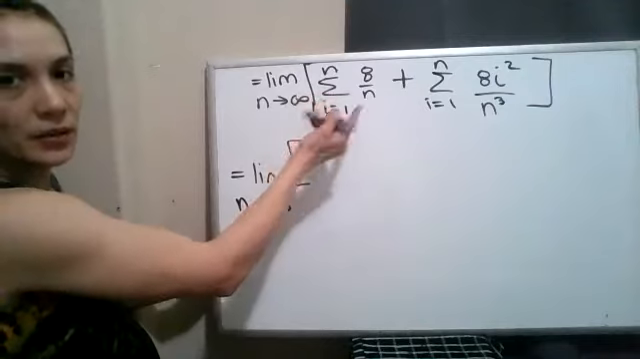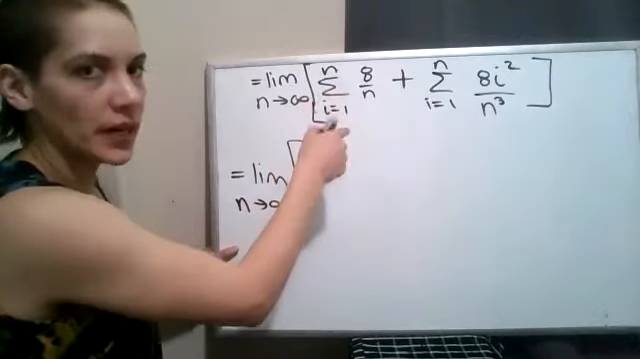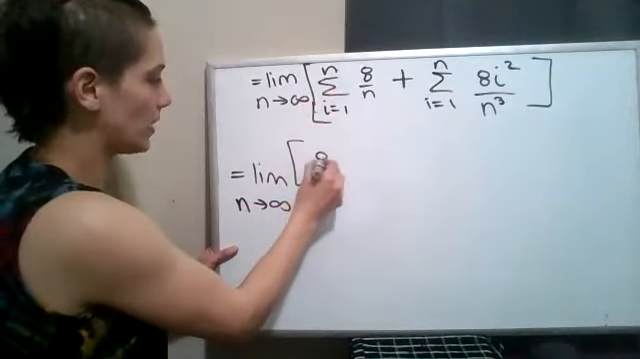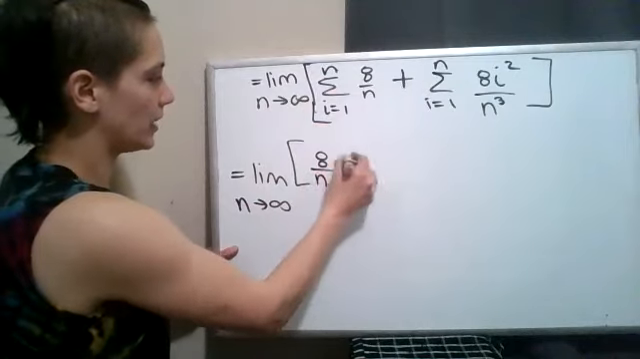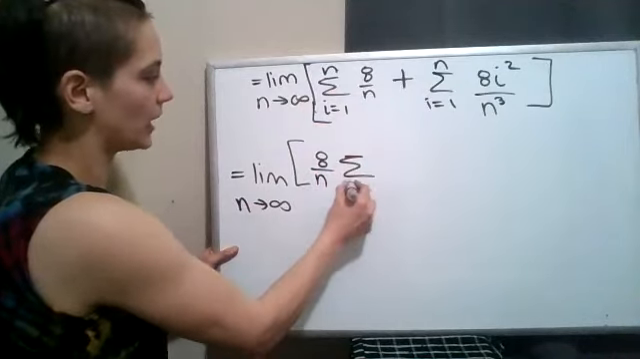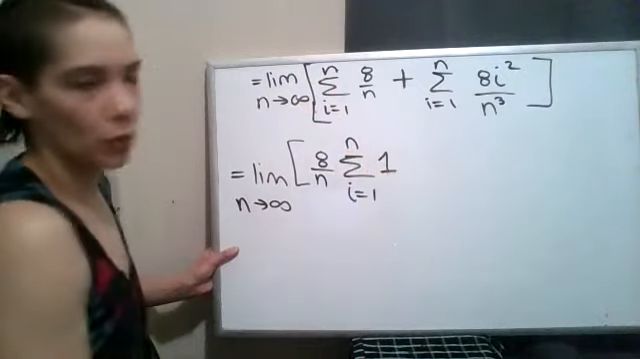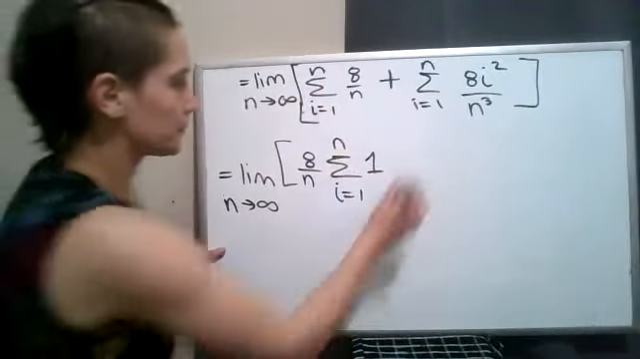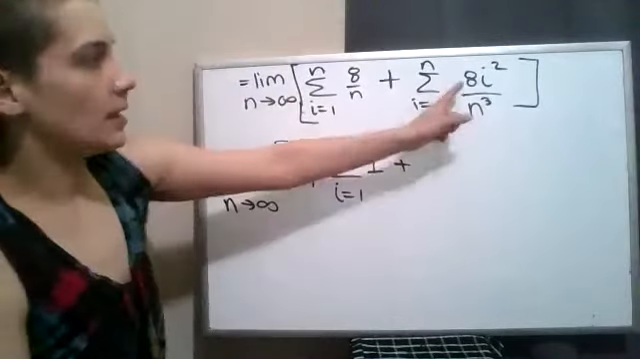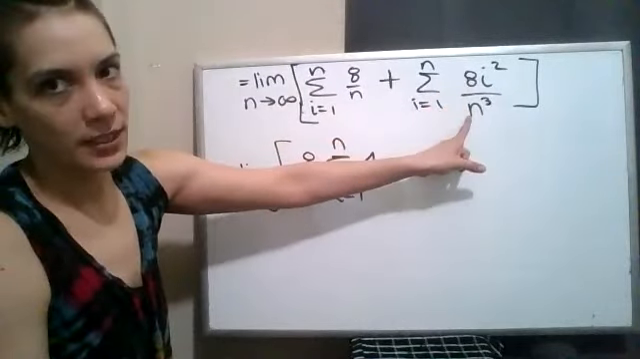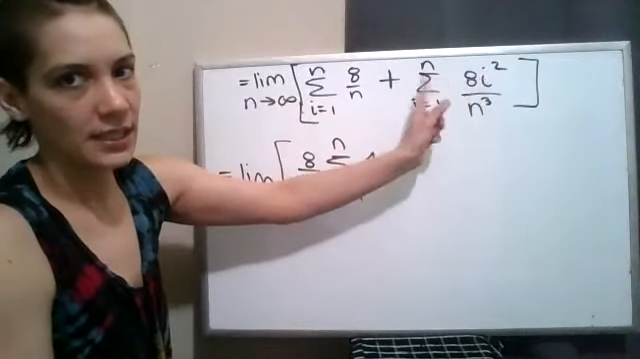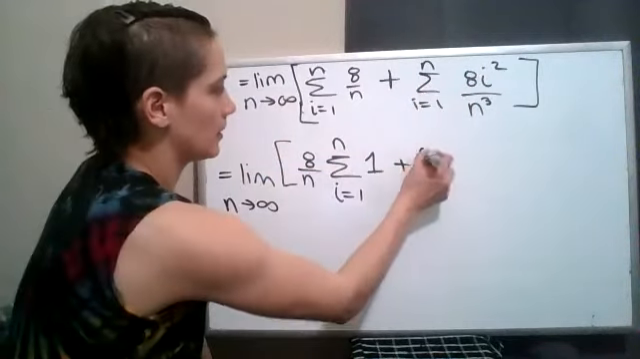So 8 can come out, so can 1 over n. So the whole value 8 over n is outside of your summation that goes from i equals 1 up to n, and you're left with 1 behind. Here I can bring out 8 over n cubed and leave i squared inside.